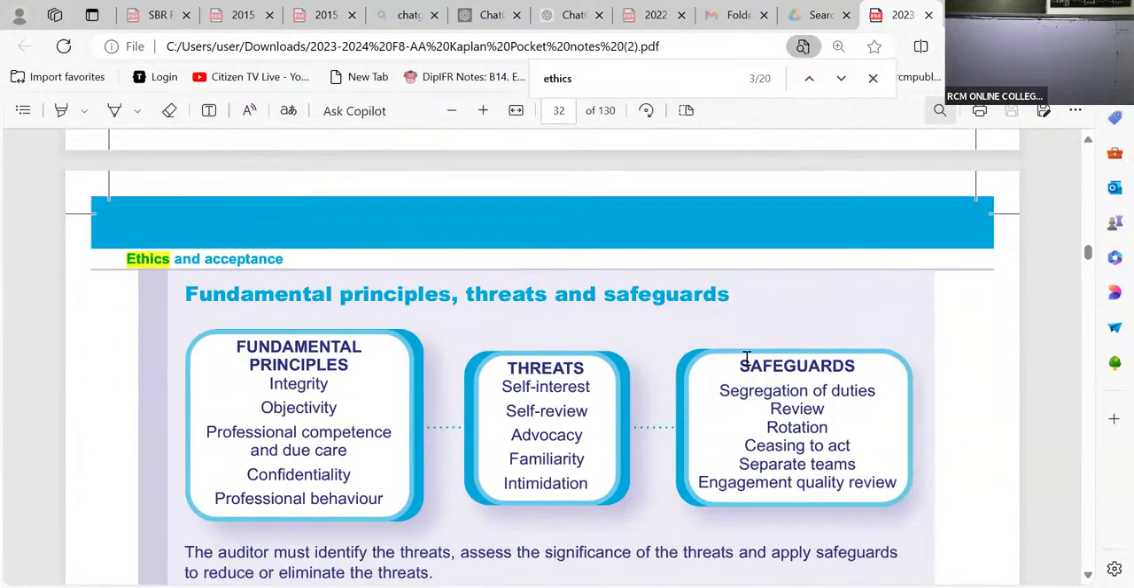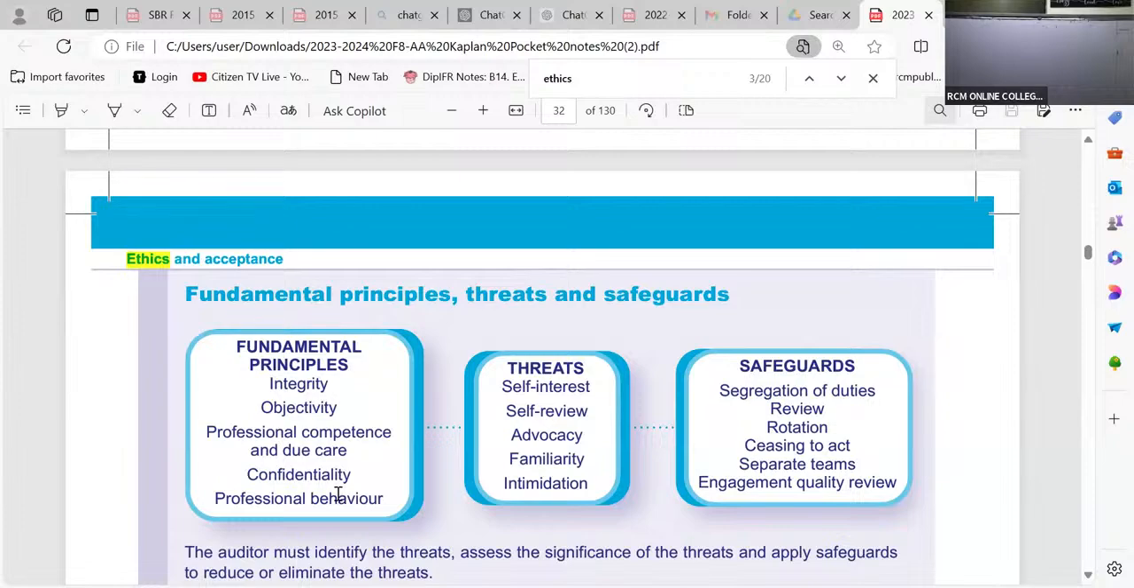Now, you progress. Fundamental principles, threats, and safeguards. So the fundamental principles, what we call the ethical standards. We have number one, a standard on integrity. We have objectivity or independence. We have professional competence and due care.